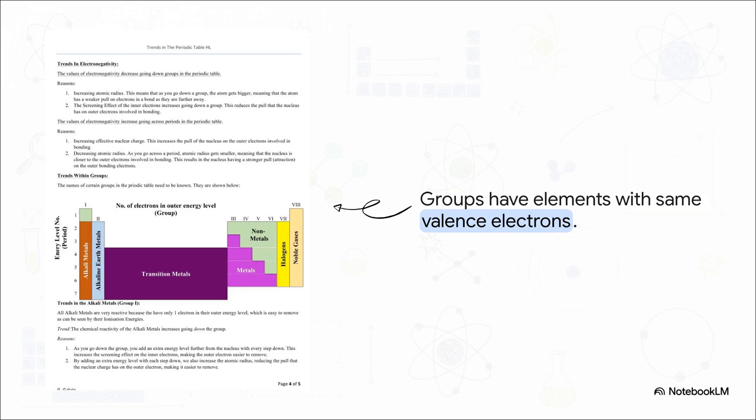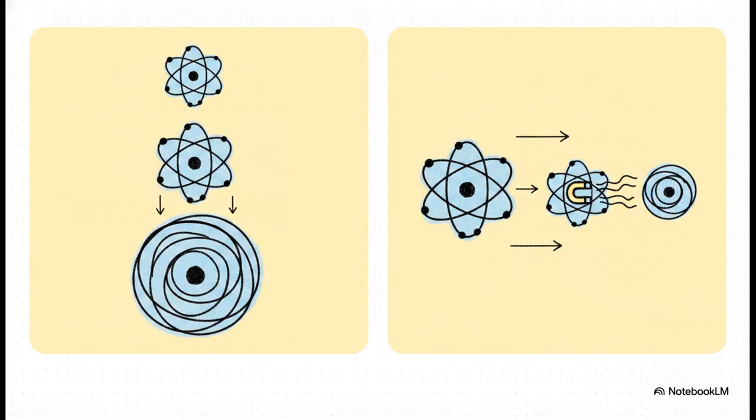Group I on the far left, they all have one valence electron, which is why lithium, sodium, and potassium all react so vigorously. Skip over to group 7, the halogens. They all have 7 valence electrons and are super reactive because they just need one more to be full. And group 8 on the far right, those are your perfectly stable noble gases. Position literally dictates personality. Okay, huge exam tip right here.